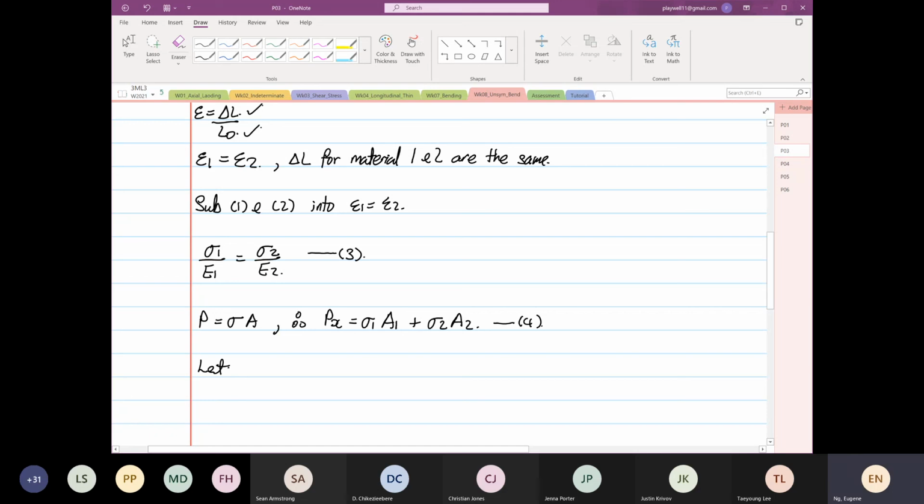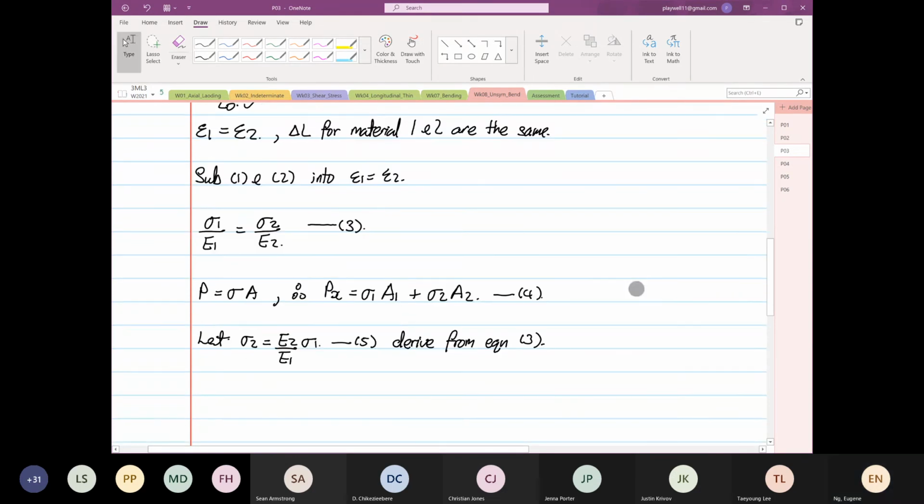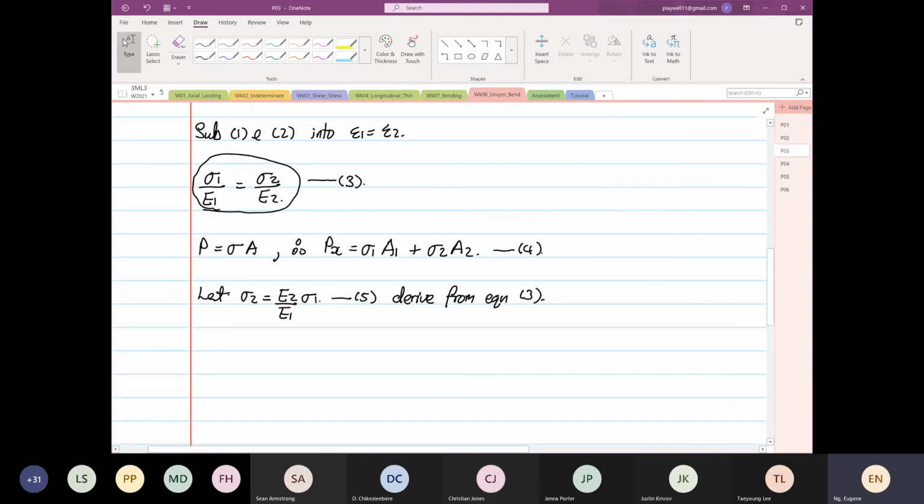The first thing we are going to let is stress 2 equal to E2 over E1 multiplied by stress 1. This is what I call equation number 5, which is derived from equation number 3. So I just rearranged this equation over here. That's all I've done. Nothing complicated.